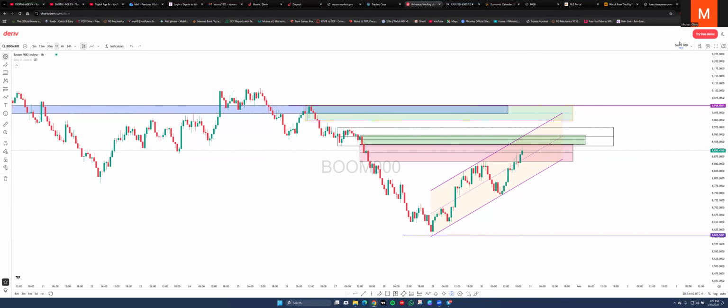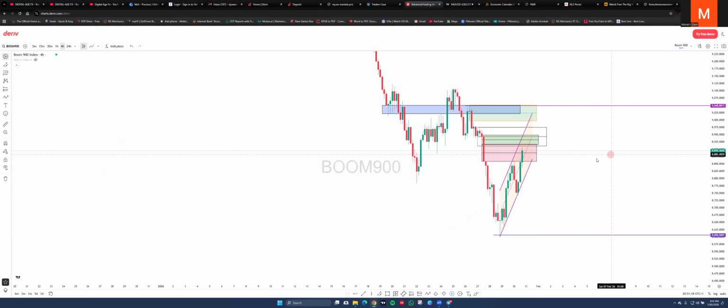So that aside, now let's go. This one, I've saved this one, so we'll come back to it. I think I should leave it on the 4 hours. Let me save it on the 4 hours. So boom, 900 index.